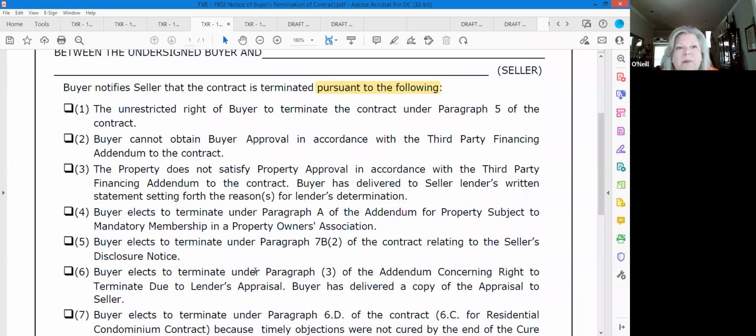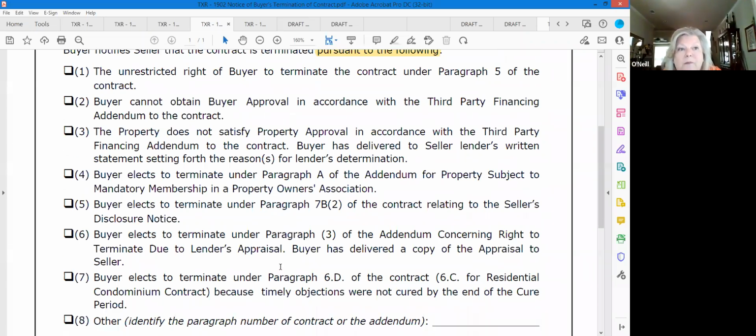Paragraph 3, the property does not satisfy property approval in accordance with the third-party financing addendum to the contract. Buyer has delivered to seller lender's written statement setting forth the reason for lender's determination. Either this is done 4 days prior to closing, because that's what 2B requires, or your buyer doesn't have the right to terminate. And they better deliver the lender's written statement. Otherwise, the buyer hasn't complied with the terms of the ability to terminate and give notice.